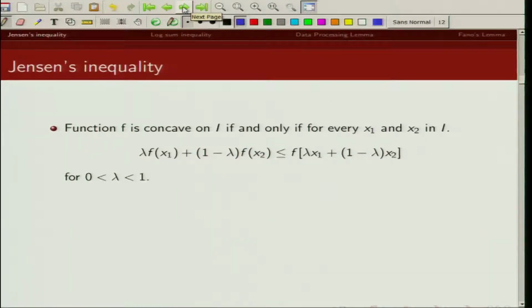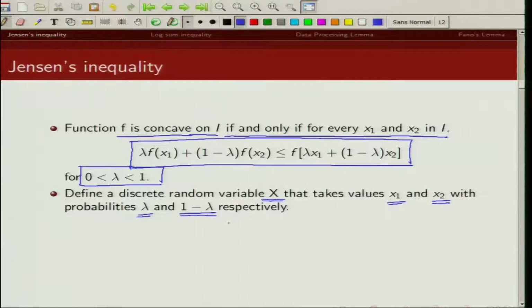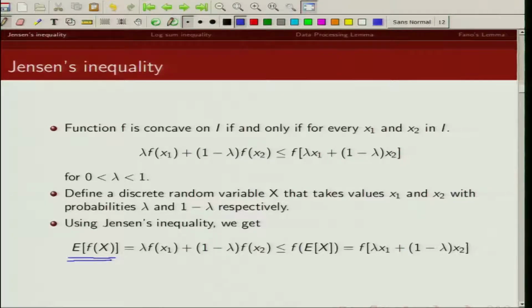So then let us compute the expected value of the function. What is the expected value of the function? x takes values x1 and x2 with probability lambda and 1 minus lambda. So the expected value of the function will be f of x1 multiplied by the probability of occurrence of x1, which is lambda, and f of x2 multiplied by the probability of occurrence of x2, which is 1 minus lambda. So this is the value for the expected value of the function.